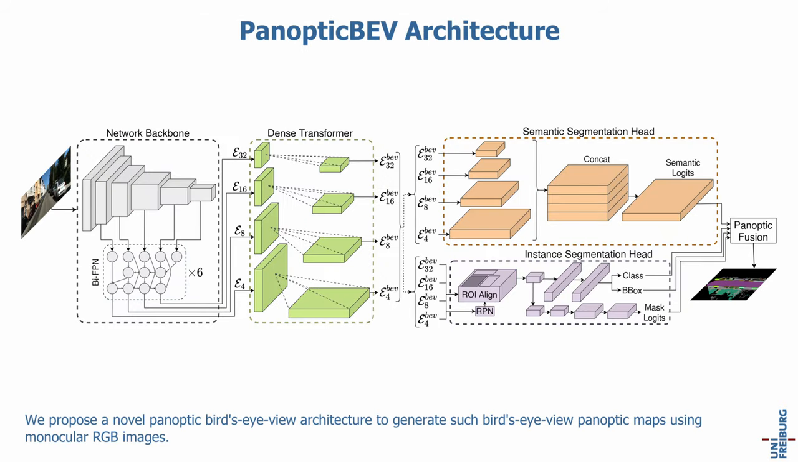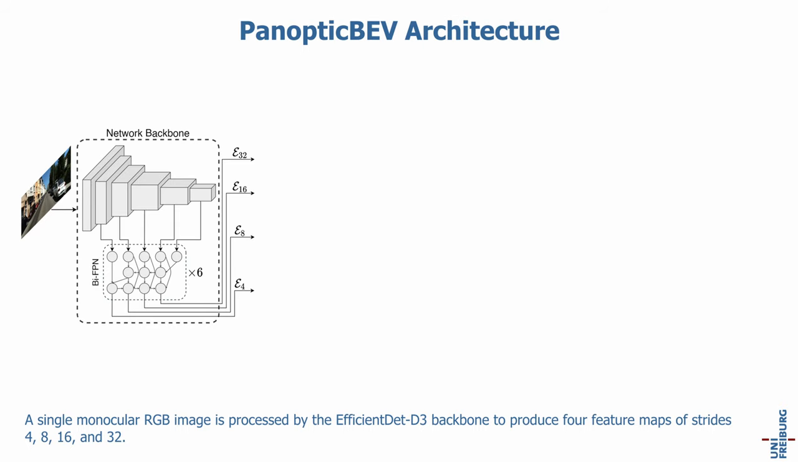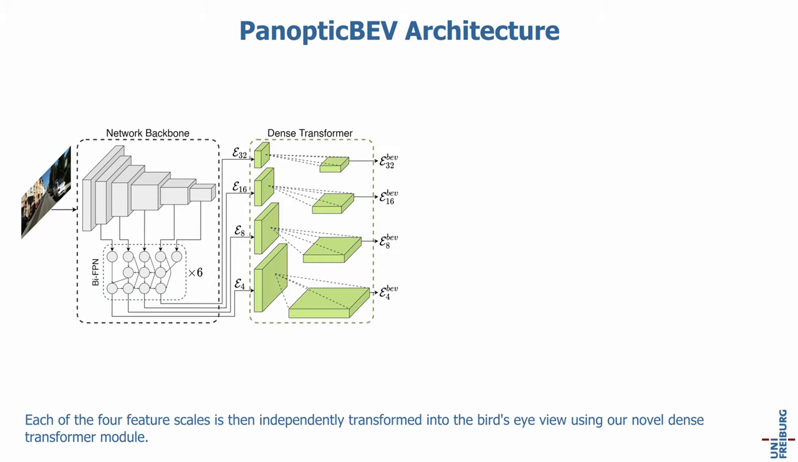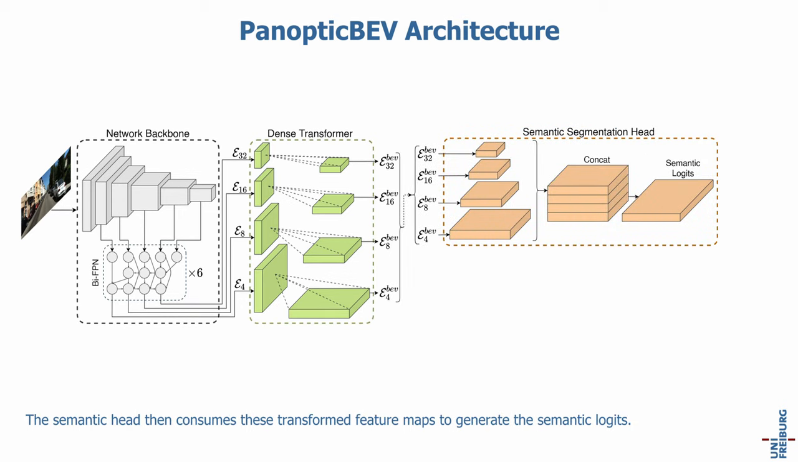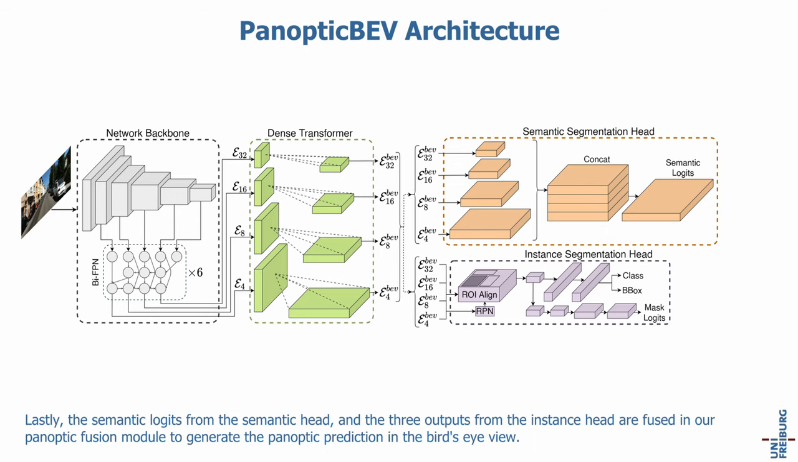We propose a novel panoptic bird's eye view architecture to generate such bird's eye view panoptic maps using monocular RGB images. A single monocular RGB image is processed by the efficient D3 backbone to produce four feature maps of strides 4, 8, 16, and 32. Each of the four feature scales is then independently transformed into the bird's eye view using a novel dense transformer module. The semantic head then consumes these transformed feature maps to generate the semantic logits. Simultaneously, the instance head also processes the transformed feature maps to generate the bounding boxes, class masks, and class predictions for the detected instances. Lastly, the semantic logits from the semantic head and the three outputs from the instance head are fused in our panoptic fusion module to generate the panoptic prediction in the bird's eye view.